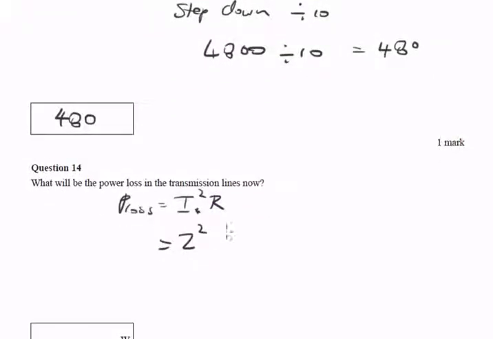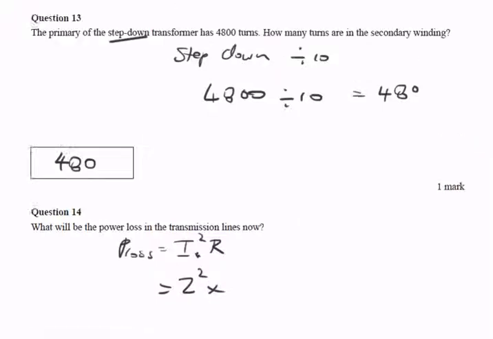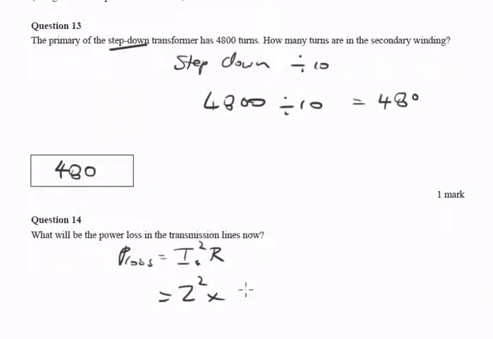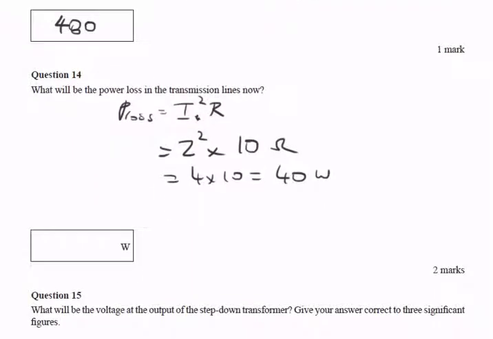So what I've got to do now is put my 2 amps in. The same resistance as before when I was doing question 9 to 11. There's 2 lots of 5 ohms, there's 10 ohms total. And that equals 4 times 10 equals 40 watts. That's far less than, I think it was question 10 or 11, where we had 4,000 watts lost in the power lines. This is the advantage of using transformers.